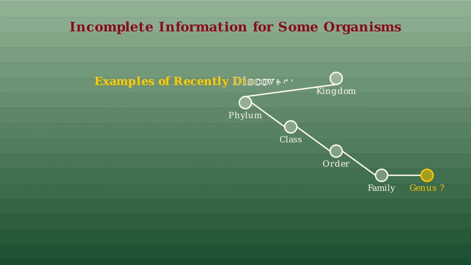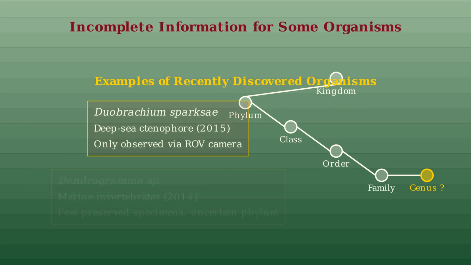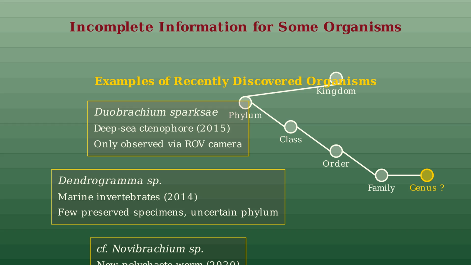Let's look at some real examples. Duobrachium sparksae, a deep-sea ctenophore discovered in 2015, was only observed via ROV camera with no physical specimens collected. Dendrogramma, found in 2014, had so few preserved specimens that scientists couldn't even determine its phylum with certainty.